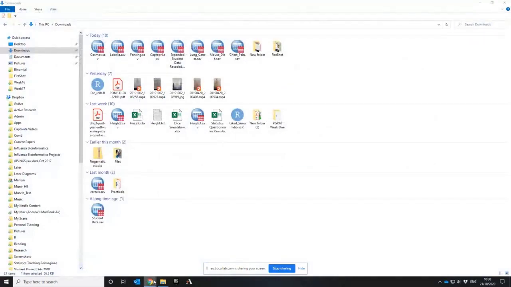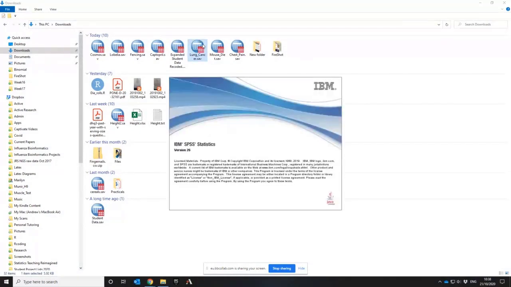Right. So when you get an SPSS file, I want to do the lung cancer one. You just double click on it. That is as hard as it gets to opening SPSS.